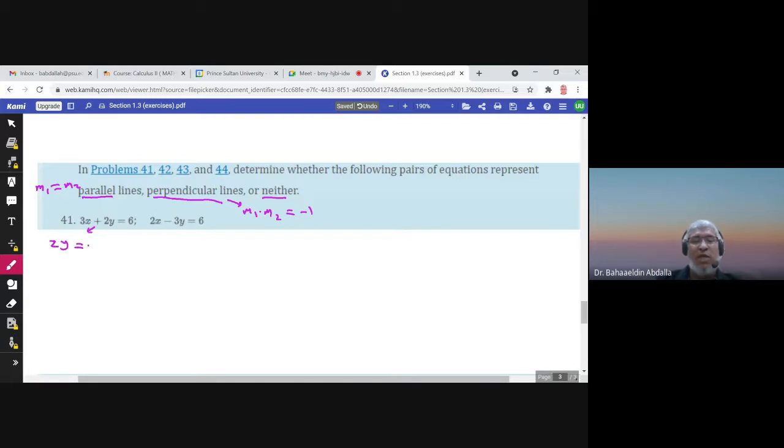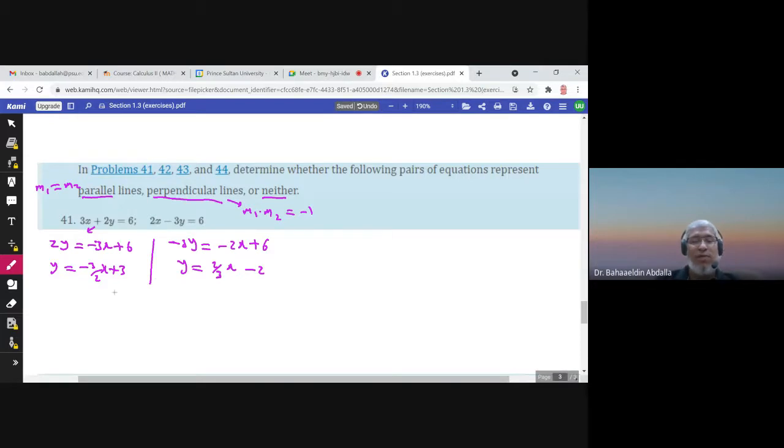So I'll take -3x to the other side, and then I will divide by 2. So I have -3 over 2 x plus 6 over 2, which is 3. So the slope of this line is -3 over 2. Let me also write this line in the point slope form. So let us divide by -3. 6 over -3 is -2.